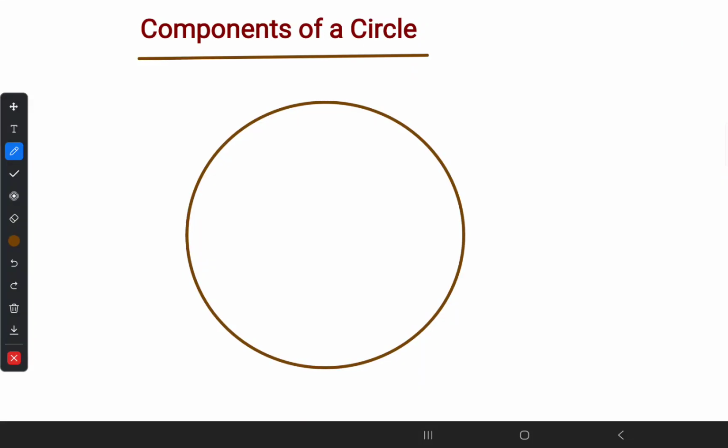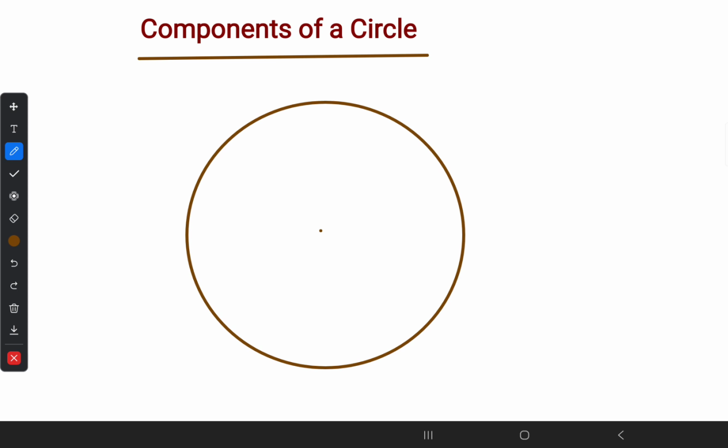Circle. To draw a circle, we need a particular point as a reference. From that only, by using our compass, we can place the needle of the compass somewhere here, and by rotational motion we can complete the circle.